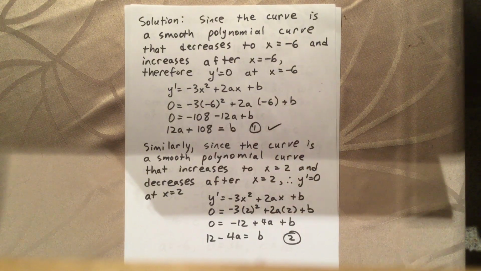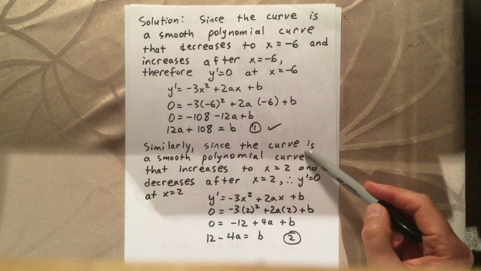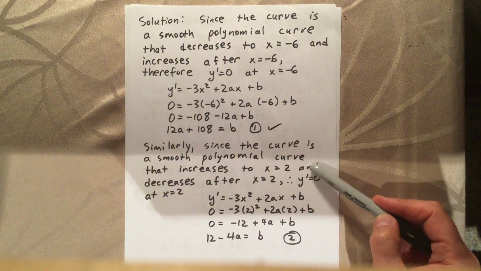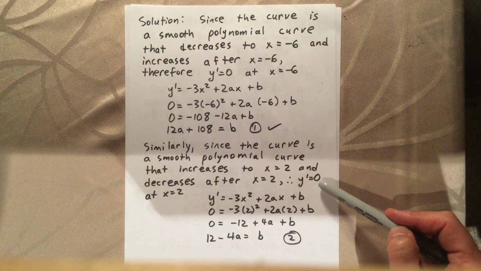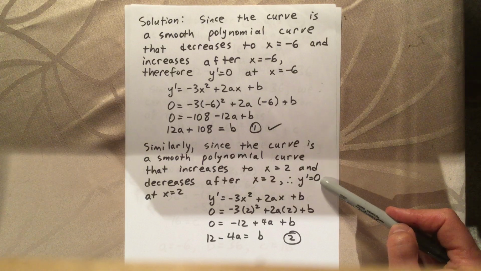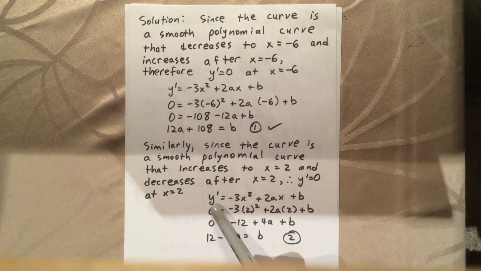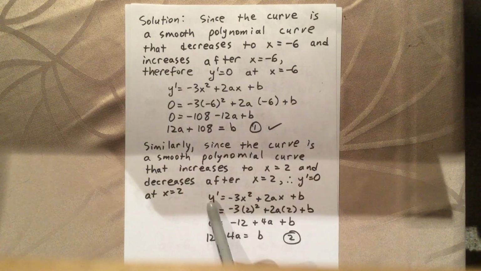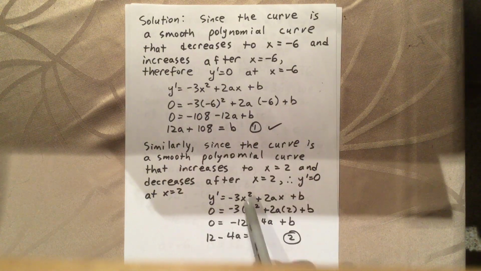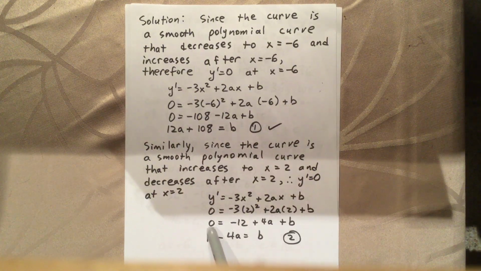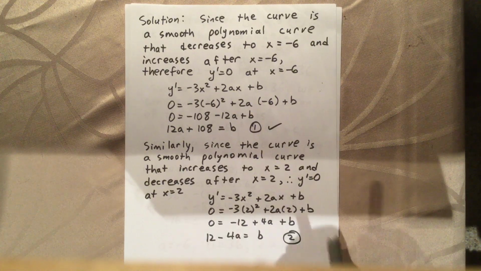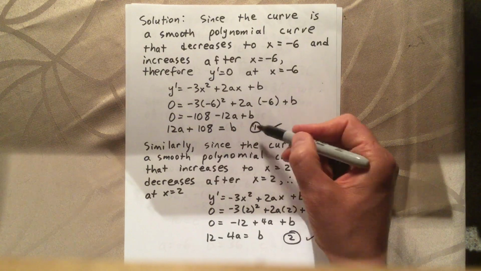Now similarly, same logic, the curve's a smooth polynomial curve that increases to x equals 2 and decreases after x equals 2. That means y prime equals 0 at x equals 2. Again, y prime is this expression, so I just let y prime be 0 and I let x equal 2. So 0 is negative 12 plus 4a plus b, which means b is going to be positive 12 minus 4a. And so we've got equation 1 and equation 2.